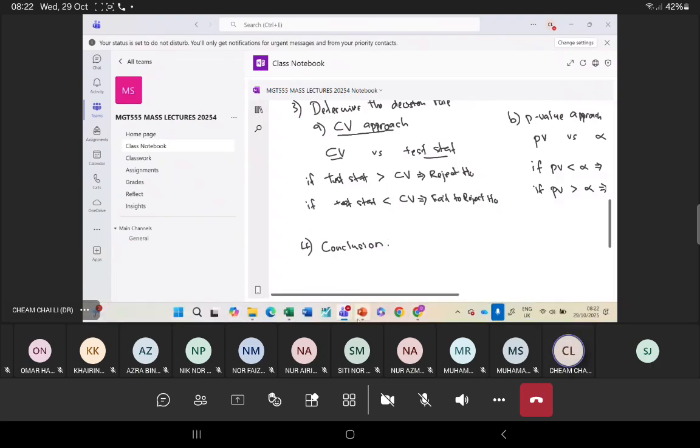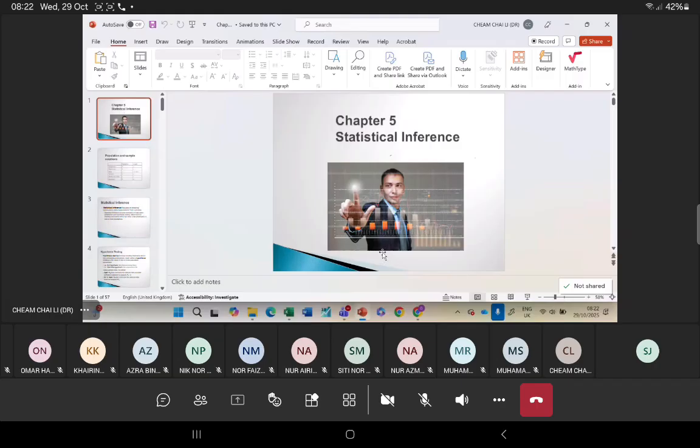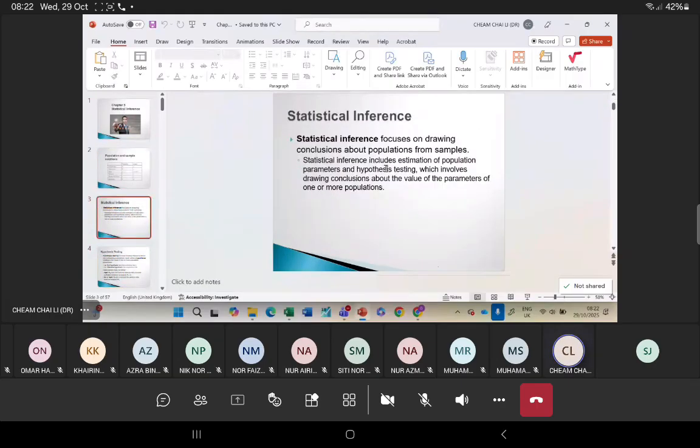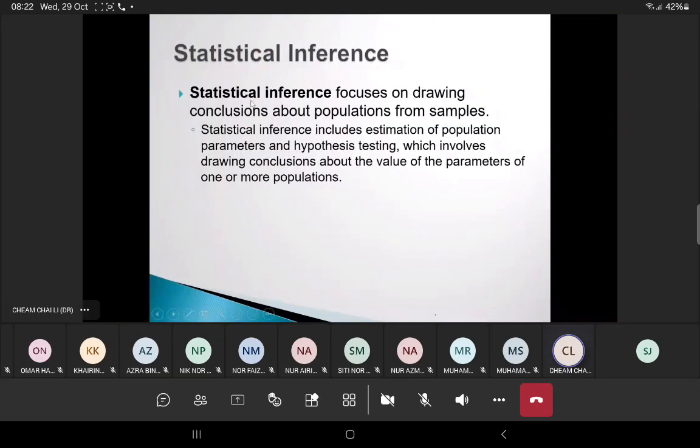Okay, so let's look at this. I just want to highlight again what hypothesis testing is, or what we call statistical inference. This statistical inference focuses on drawing conclusions. We want to make decisions about the population from samples. So based on sample data, we make a conclusion for the population, right? That is what hypothesis testing or statistical inference means.